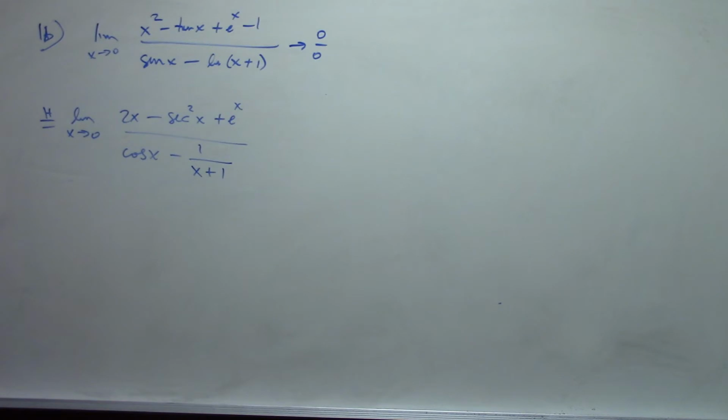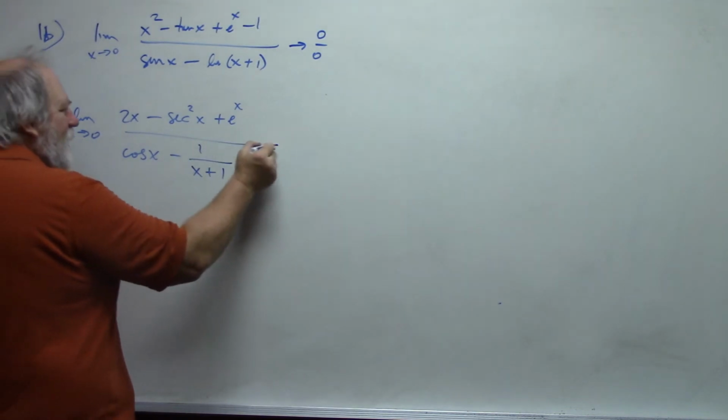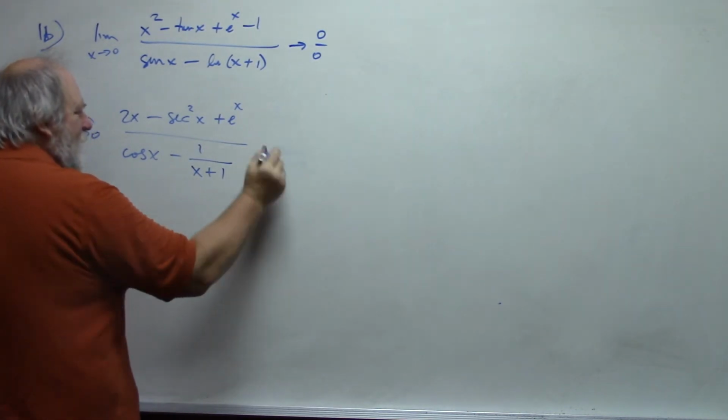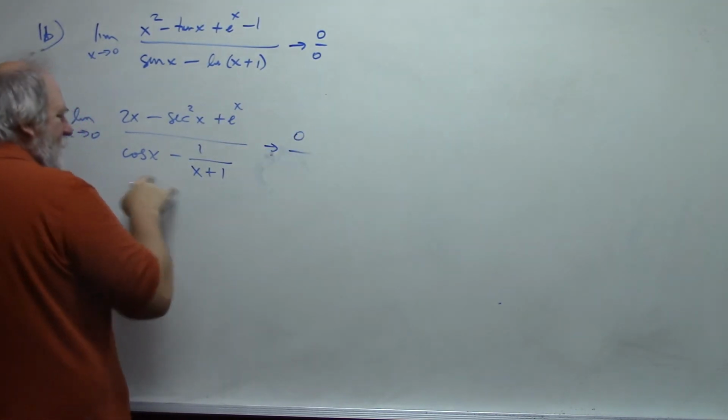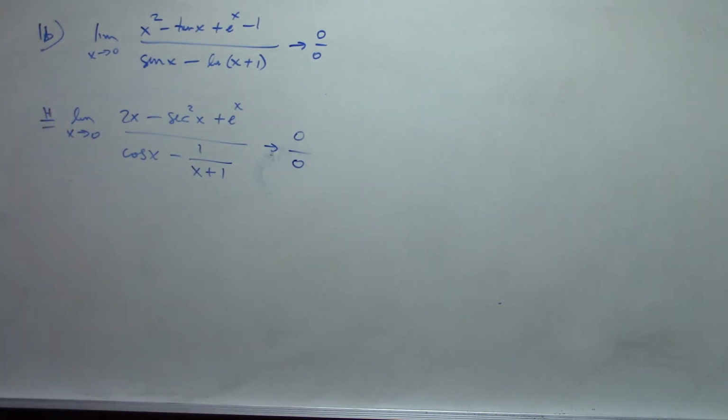And notice, as x approaches 0, let's see what happens. 0 minus 1 plus 1. The numerator is still approaching 0. My denominator, 1 minus 1, is approaching 0. It is still indeterminate of that form. We will use L'Hopital again.